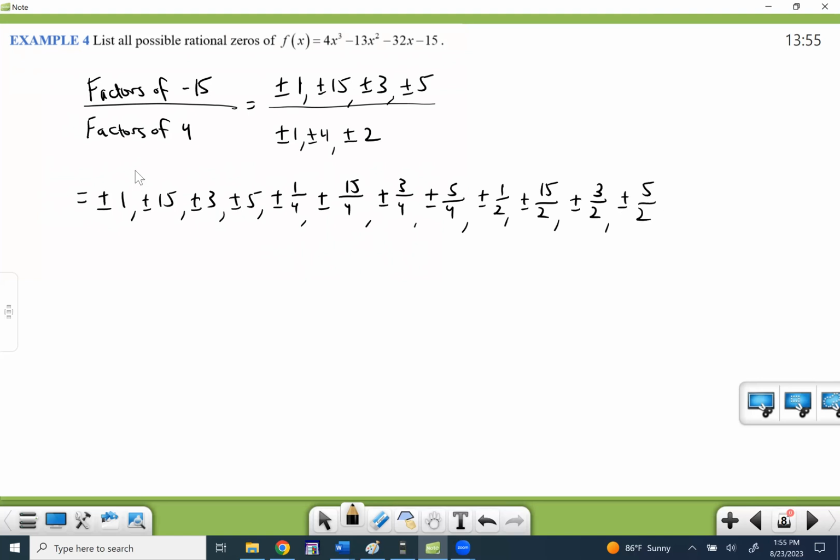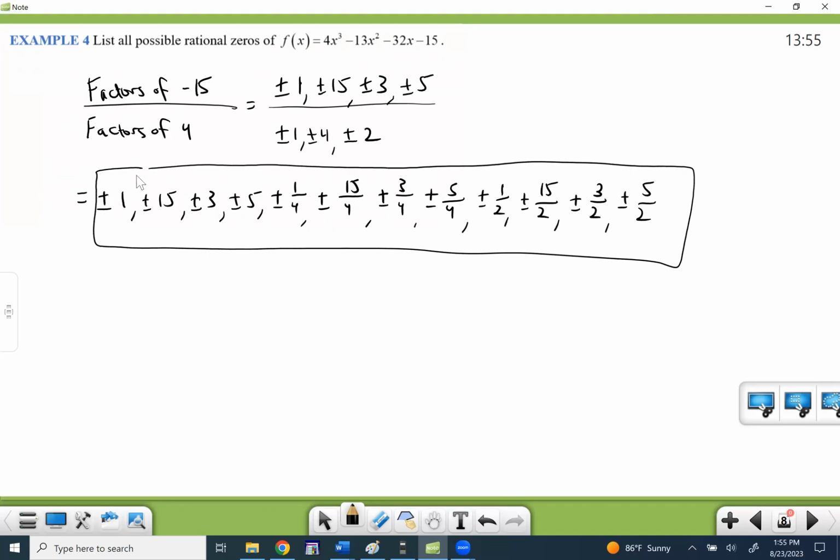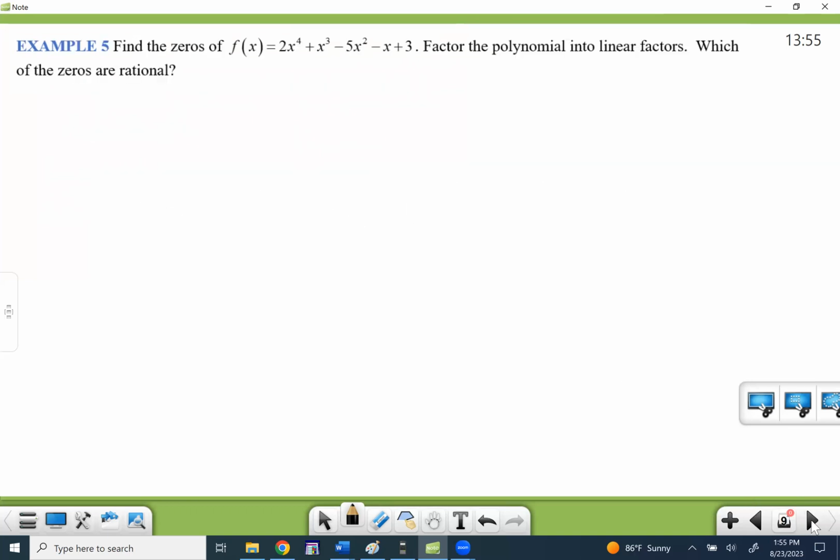Now if you can reduce, you must reduce, right? It turns out that none of these reduce, you guys, but quite often we'll have some that will reduce and they'll match a zero that's already there or a possible zero. And so you'll have to cross that off the list, but do make sure you reduce. So these are our possible rational zeros. Ooh, that's a big list, man. Hate to check those with synthetic division.